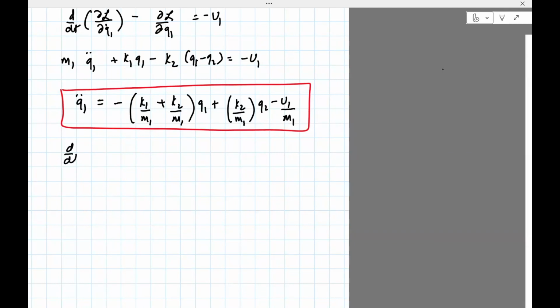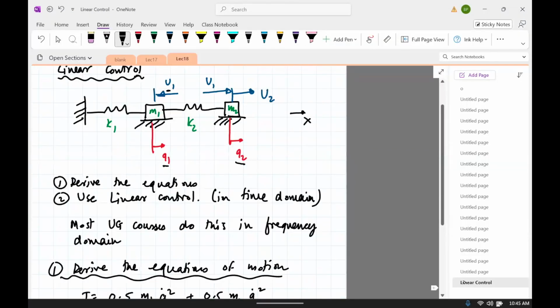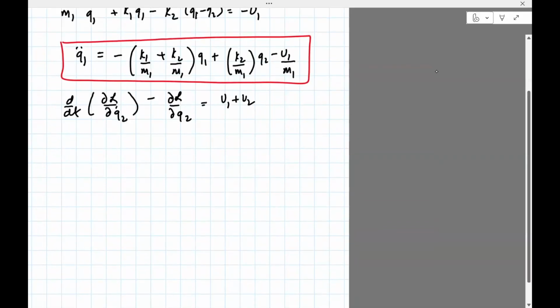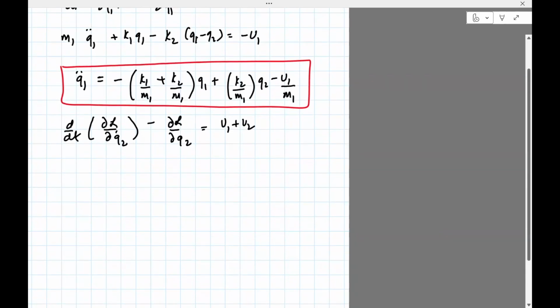Next, we can do the same thing for the second degree of freedom. d/dt of dL/dq2 dot minus dL/dq2 equals the external forces. Now, if you see this figure, this force is on the right and u1 is on the right. So it's going to be u1 plus u2 for the second force. Okay, so simplifying the terms on the left, we get m2 q2 double dot minus k2 (q1 minus q2) equals u1 plus u2.